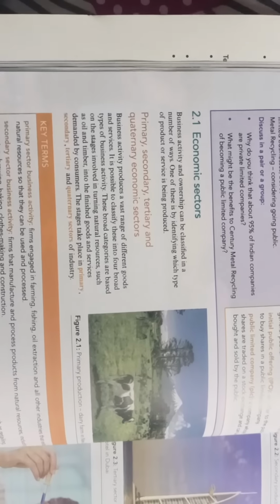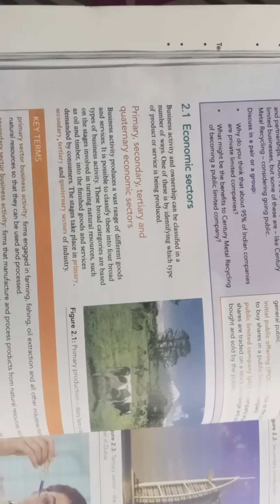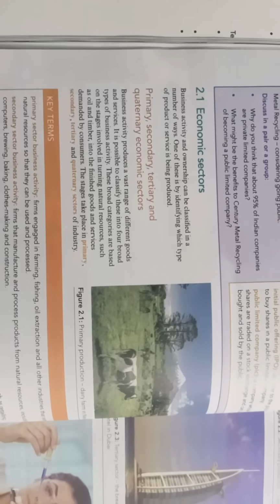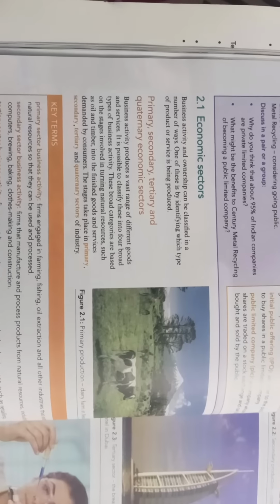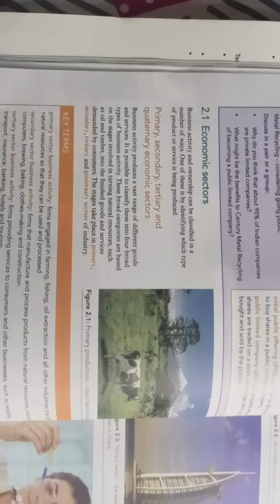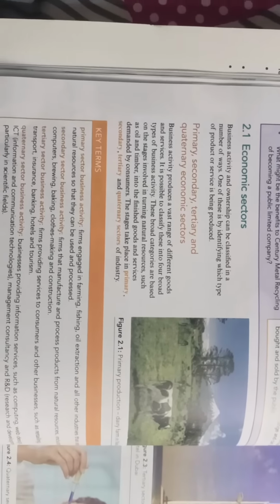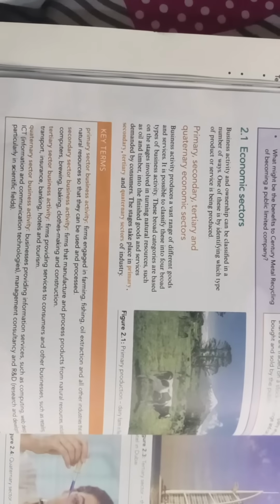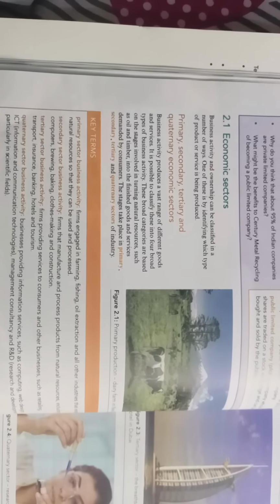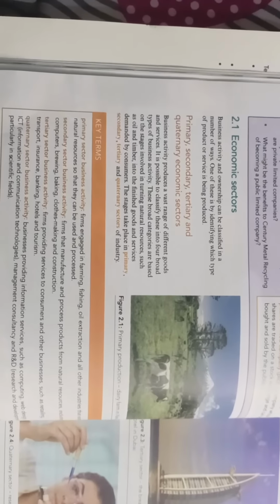Let's go to 2.1, economic sectors. Business activity and ownership can be classified in a number of ways. One of these is by identifying which type of product or service is being produced: primary, secondary, tertiary, and quaternary economic sectors. Business activity produces a vast range of different goods and services. It is possible to classify these into four broad types of business activity.